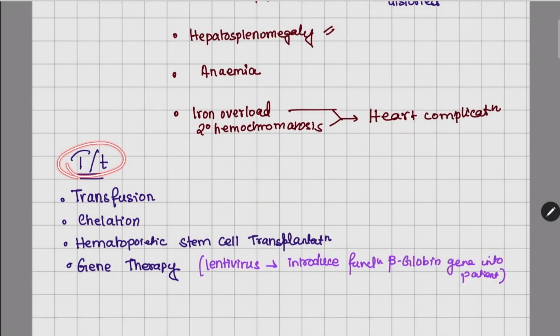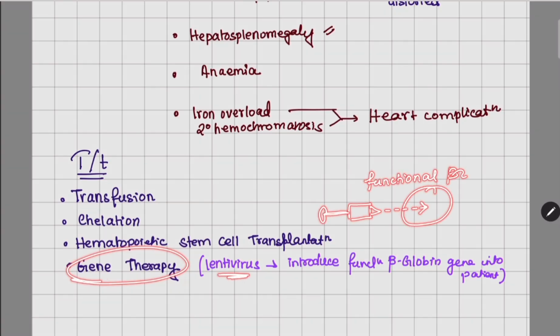Now, what are the treatments? The treatment is, first of all, primarily transfusion of blood. Then we have chelation for the iron abnormalities. Then we have hematopoietic stem cell transplantation. And lastly, we have gene therapy. We do this gene therapy using a virus called lentivirus. It introduces the functional beta globin gene into the patient.